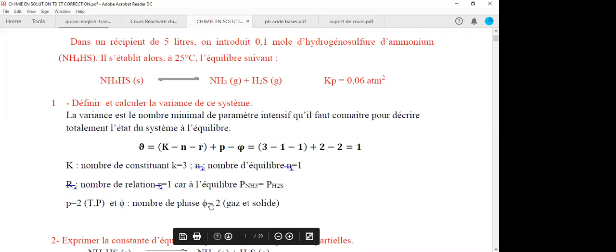Number of phases: here we've got how many phases? Solid and solid form one phase, and the gas and the gas together form one phase. A solid in its own right forms a phase. So we've got two phases, gas phase and solid phase. That's why the number of phases equals 2. If you replace this, you are going to find that your variance is equal to 1.